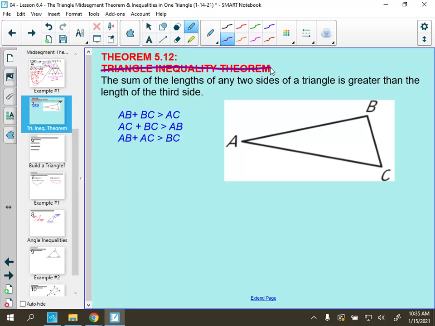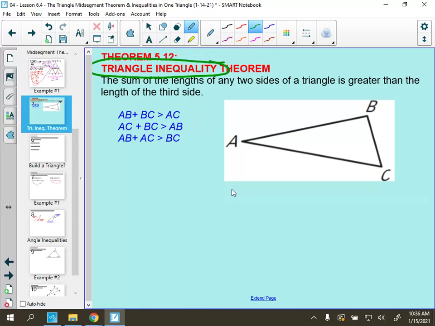Well, I guess I don't have to erase that, but we didn't call it the theorem. I know there's a theorem, and I don't mean to minimize it. It's something that's been proven. But we just said triangle inequalities and their properties. So this is what we added: the sum of the lengths of any two sides of a triangle is greater than the length of the third side. We wrote that pretty much word for word in class.